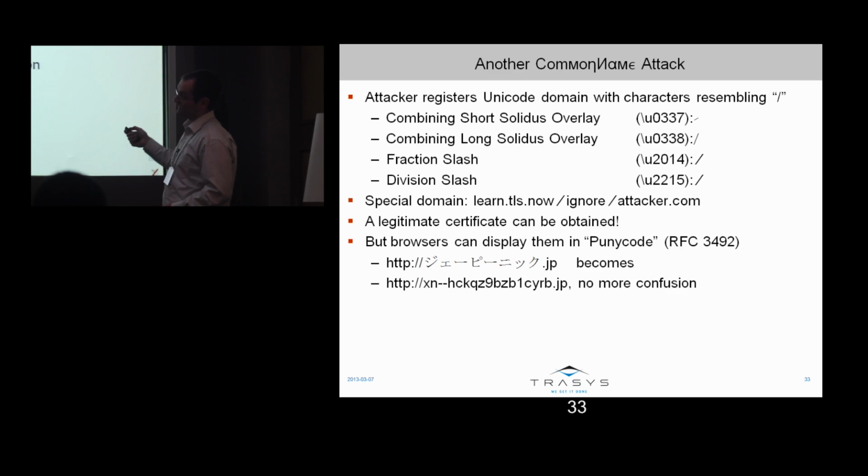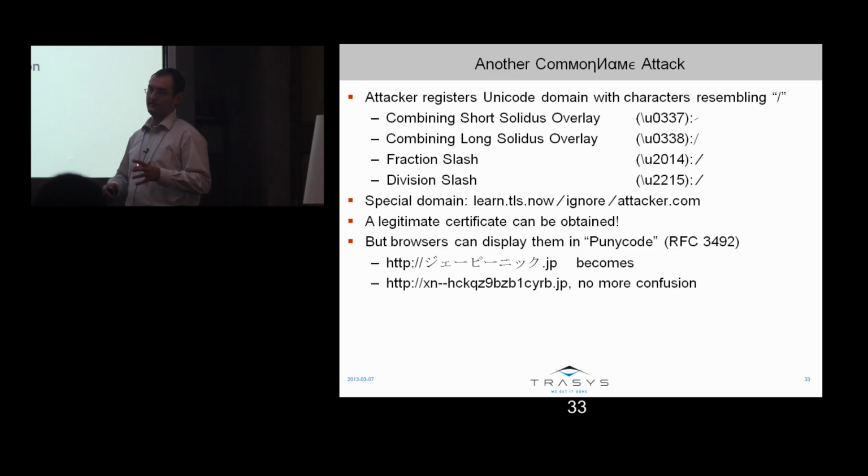And with this, I can then go to a CA and obtain a legitimate certificate. And then I can send an email or something with this URL to the user. And they might think they're going to learn.tls.now, their site, and they're browsing to the path ignore/attacker.com. But in fact, they would be coming to my site.